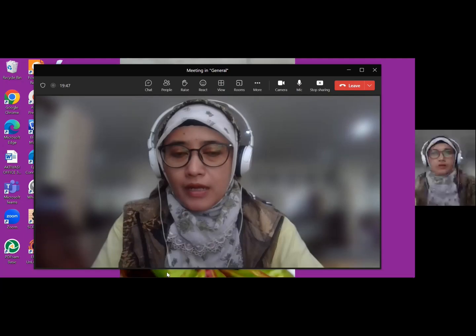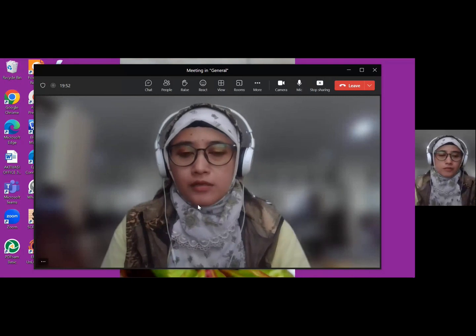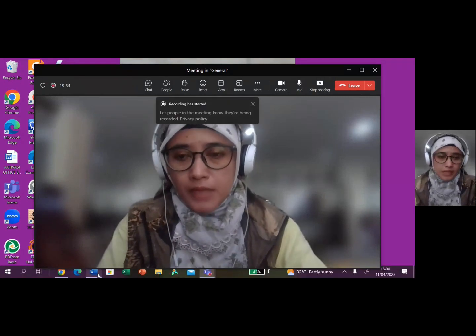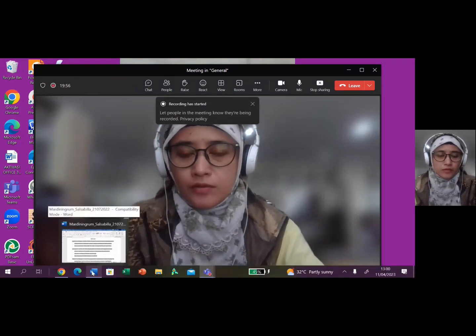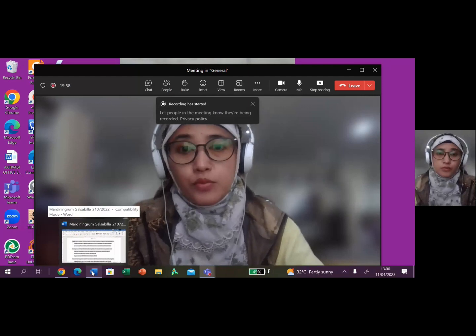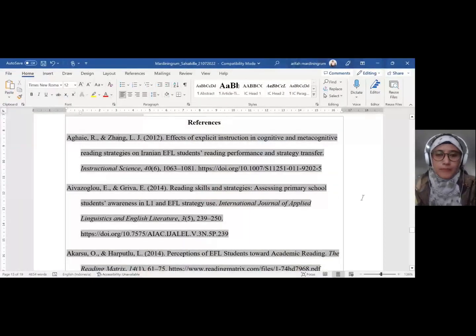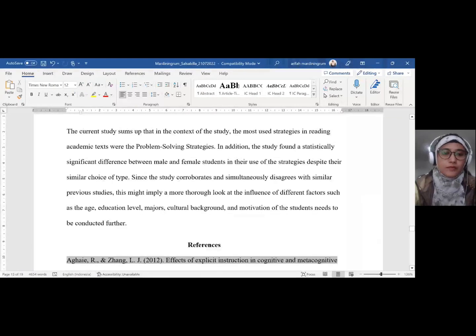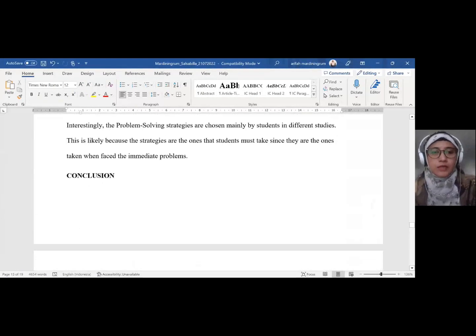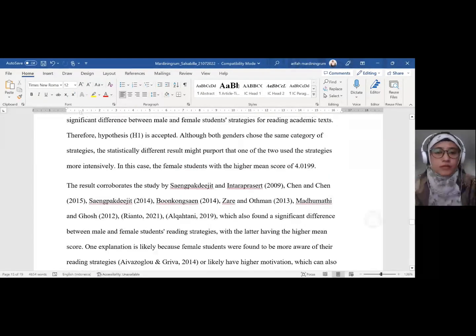Let's talk about how to use the combination between Mendeley and also Purdue. Okay, so let me give you an example here in my article. My article has already used Mendeley.